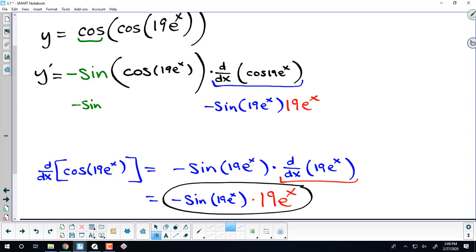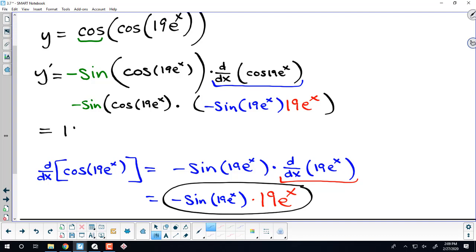It just looks funky because it's a funky function. It's multiple functions inside functions. Times this thing right here. So again, we've got a negative sine of all of this stuff right here. That's one factor in and of itself. Negative sine of 19e to the x is another factor, and then the 19e to the x is the third factor. We could multiply these two negatives together just to clean that up a bit and put the 19e to the x out front. But that's pretty much all I would be looking for.